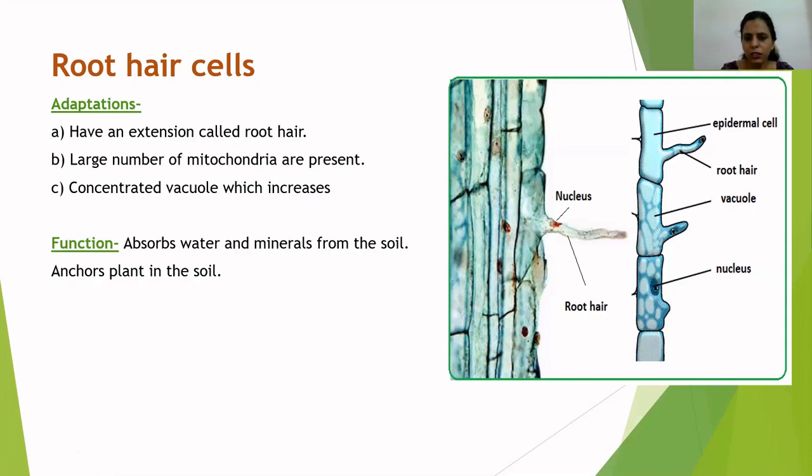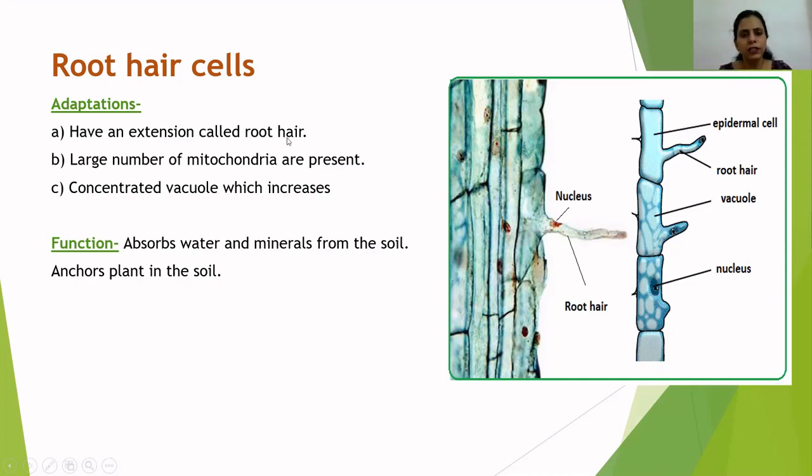First, look at the picture here, right side. This is the outermost layer of cells present in the root. For example, a root is present like this. The outermost layer of cells present in the root have a long and thin, hair-like projection, which is called the root hair. So the first adaptation is a thin and long extension, which is called the root hair.